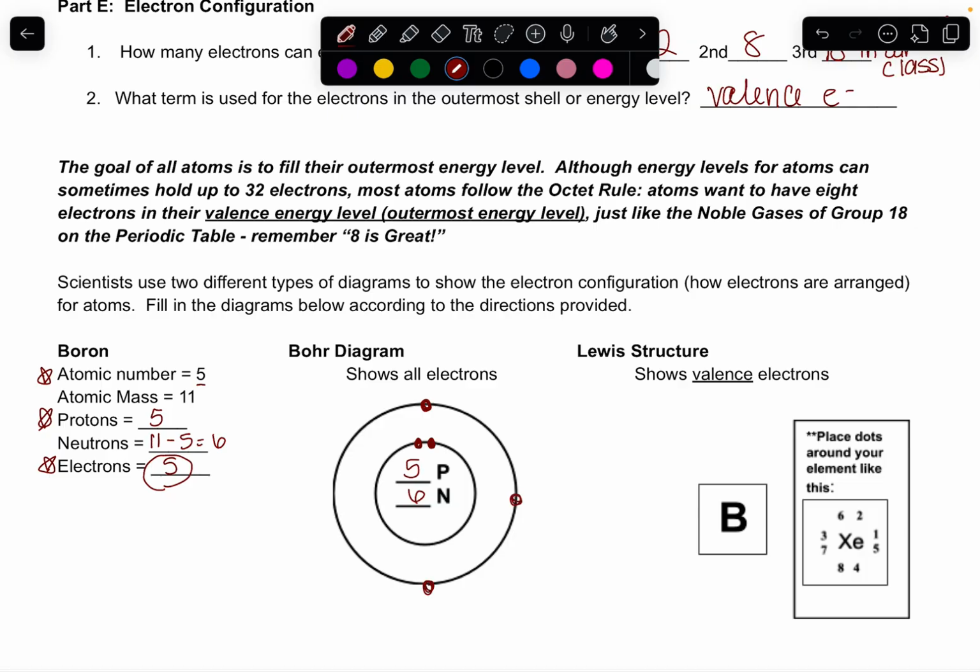When I do my Lewis structure, I only worry about my valence electrons. So in this case, that's 3 of them. And I'm going to follow this parking lot map to show me where to put them. So for boron, I have 1, 2, 3 valence electrons for my Lewis structure.